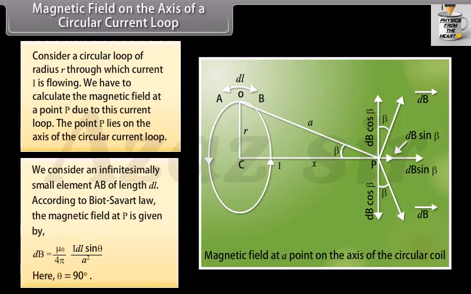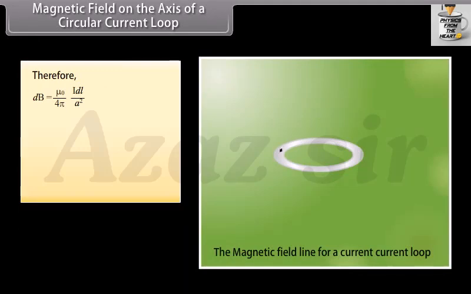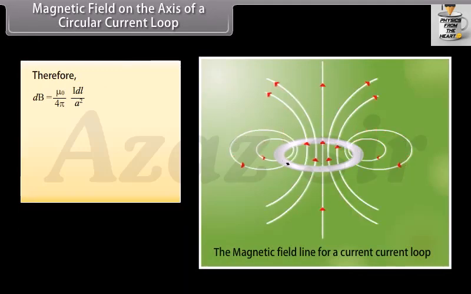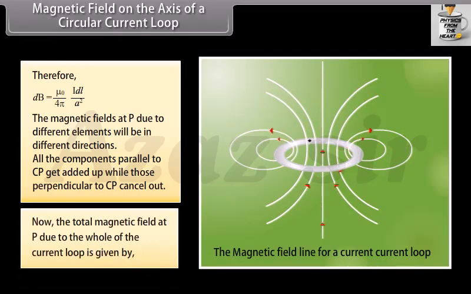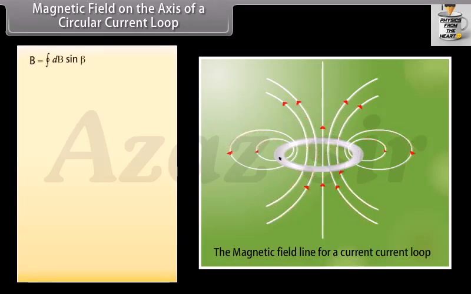Here, theta is equal to 90 degrees and sine theta is equal to 1. Therefore, the magnetic field at P is given by mu naught upon 4 pi multiplied by I dl divided by a square. The magnetic fields at P due to different elements will be in different directions. All the components parallel to CP get added up while those perpendicular to CP cancel out. Now the total magnetic field at P due to the whole of the current loop is given by the closed integral of dB sine beta.